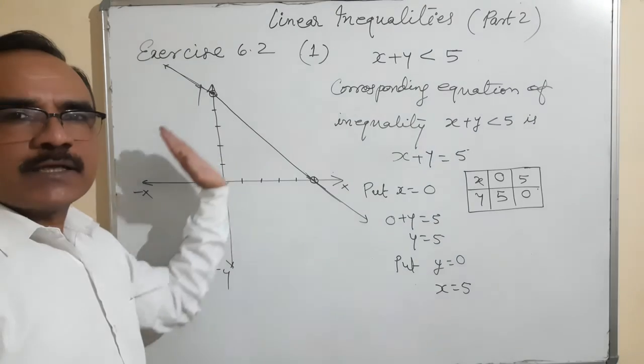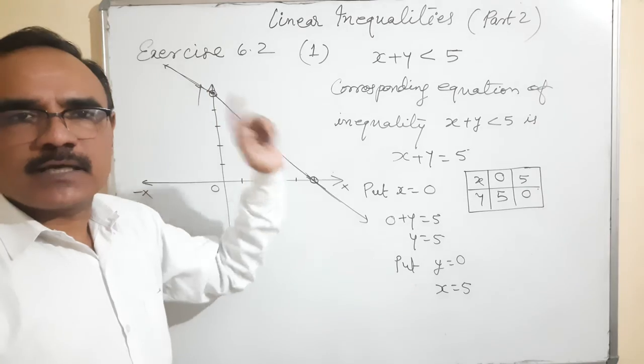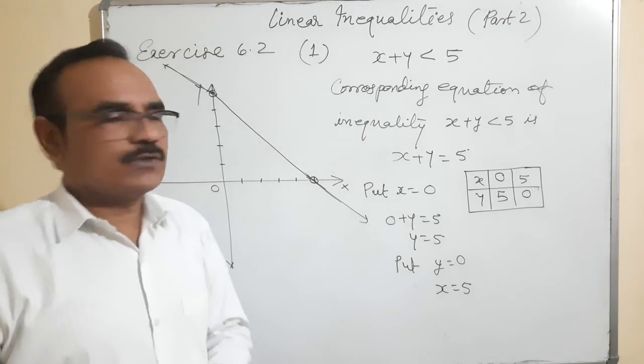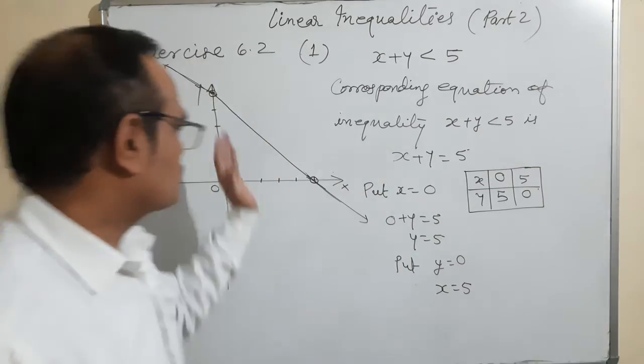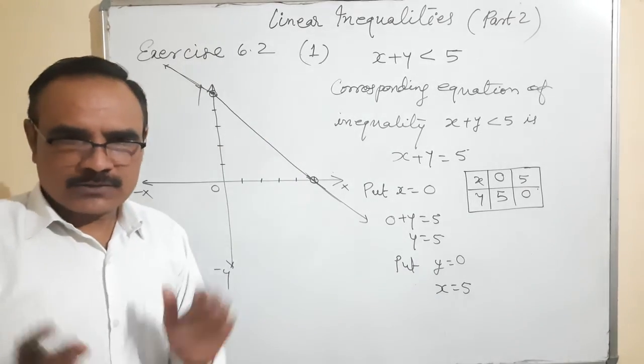One part on the left of the line, second part on the right of the line, and third part is on the line. Okay, so that means this plane is divided into three parts. One is to the left, one to the right of the line, and one on the line. Okay, so there are three parts.